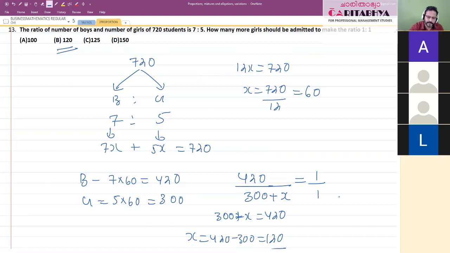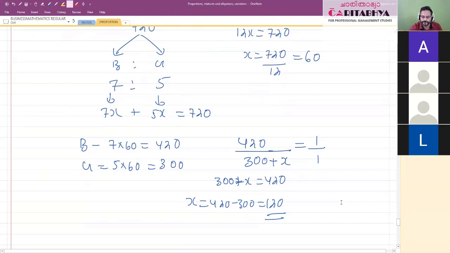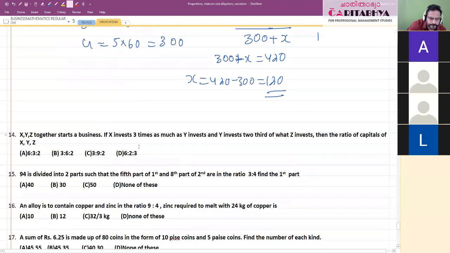300 plus x is equal to 420. Therefore x is equal to 420 minus 300 equal to 120. Clear, the question? Yes, sir. Then next question.